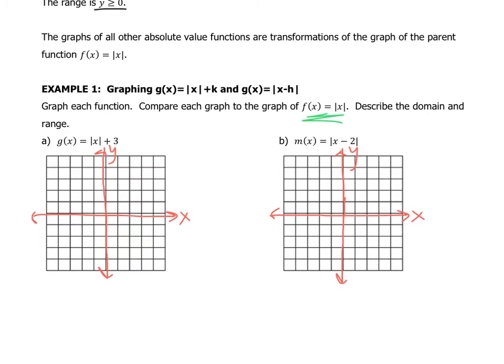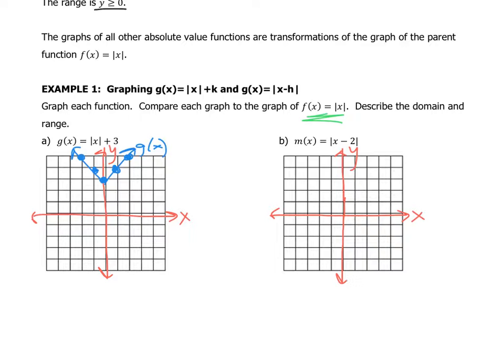I'm going to take my vertex, which was originally at 0, 0, but now I'm going to put it up 3 to 0, 3. And if you notice, the slope didn't change. There's no number in front of the x, so the slope is still 1. So you go 1 up in each direction, and then another 1 up, and you create the V. Remember, we're making a V, not a line. Then you connect it and label it g of x.